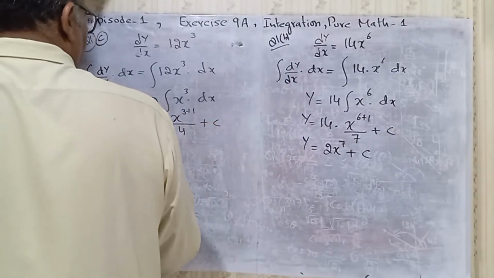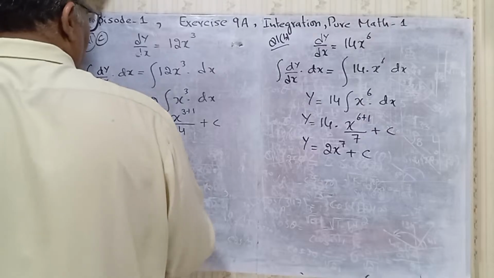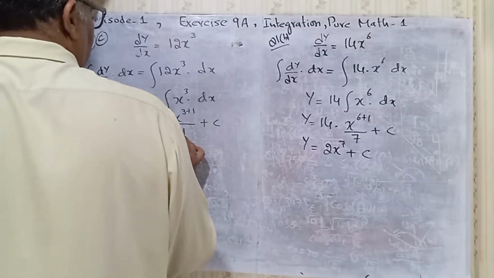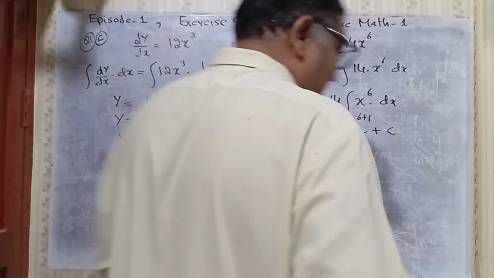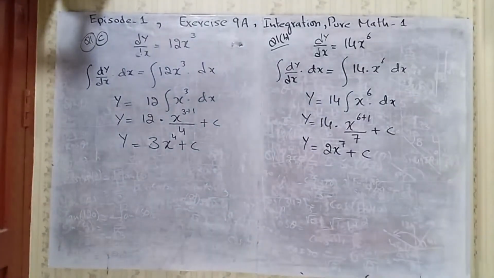So y will be equals to 4 and 12 cancel. So it will be 3x raised to power 4 and plus c. So y will be equals to 3x raised to power 4 plus c. The answer is right, sir.